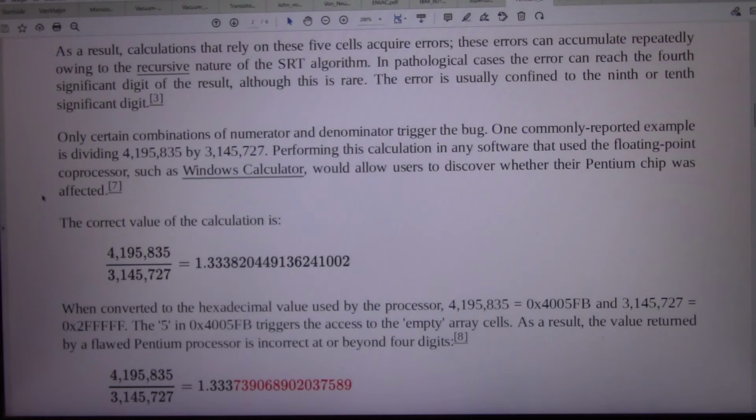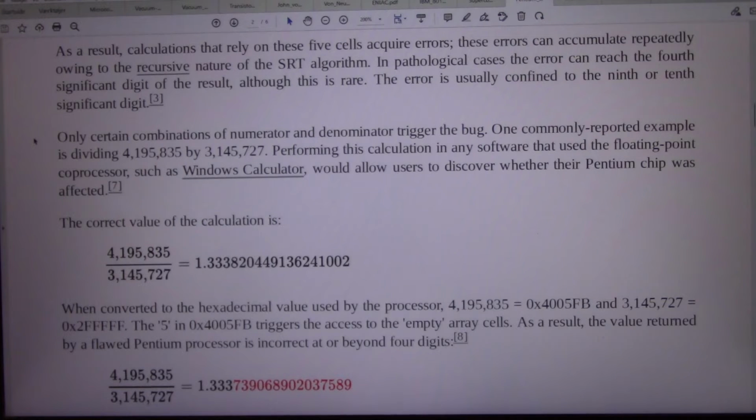These errors can accumulate repeatedly owing to the recursive nature of the SRT algorithm. In pathological cases, the error can reach the 4th significant digit of the result, although this is rare. The error is usually confined to the 9th or 10th significant digit. 3. Only certain combinations of numerator and denominator trigger the bug.